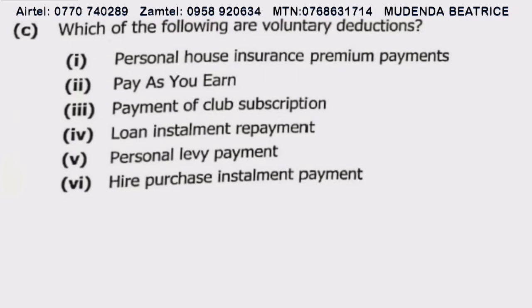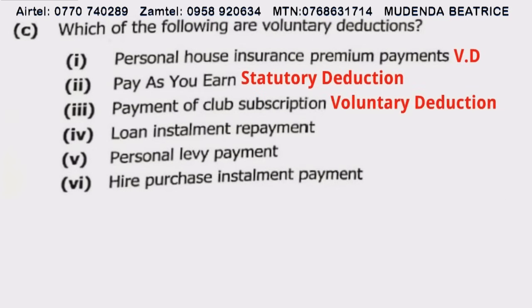So let's start with number one, which is personal house insurance premium payment. That one is voluntary deduction. Like I said earlier on, you want to insure your house, that is voluntary deduction. Pay as you earn, that is statutory deduction. You have no power over it. Immediately you get employed, the deduction of pay as you earn starts running. Number three, payment of club subscription, that is voluntary. You can choose to stop paying the club subscription or you continue. The decision is in the hands of the employee.